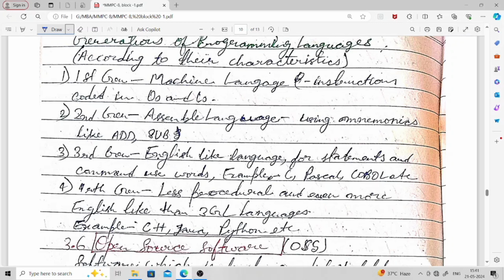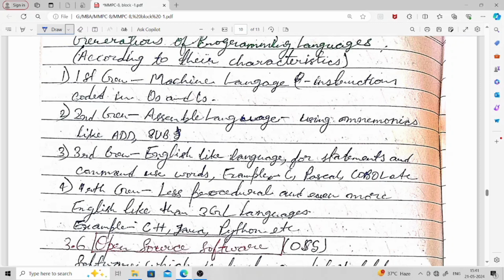In the case of machine language, instructions are coded in zeros and ones. That means in the form of 0 1 0 1 0 1 we can program the computer. So that is the first generation of programming language. The second generation of programming language is assembly language.